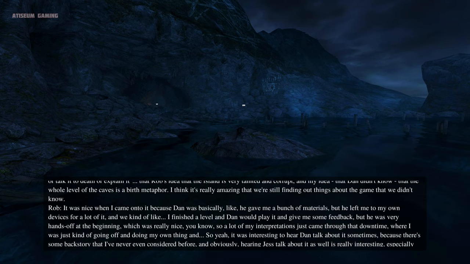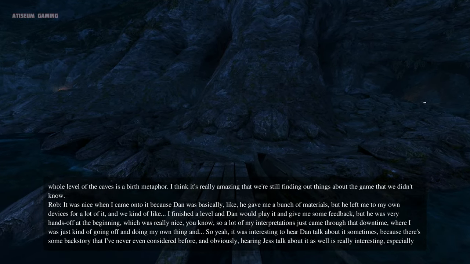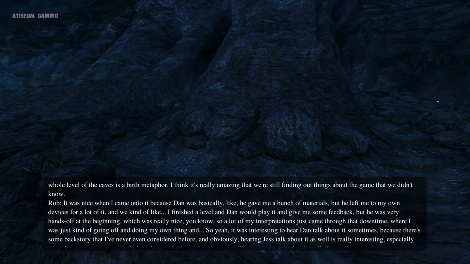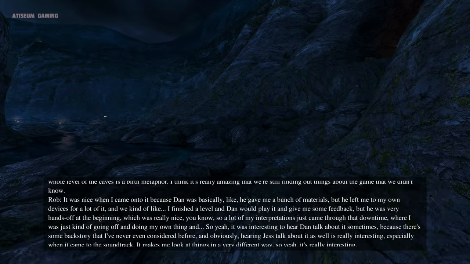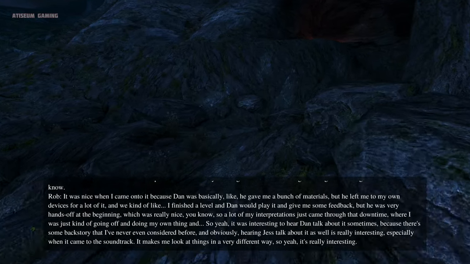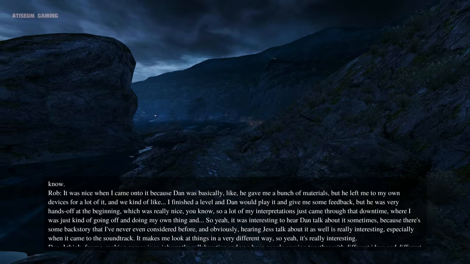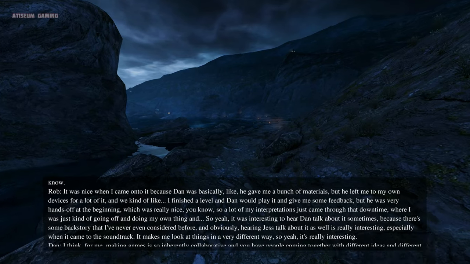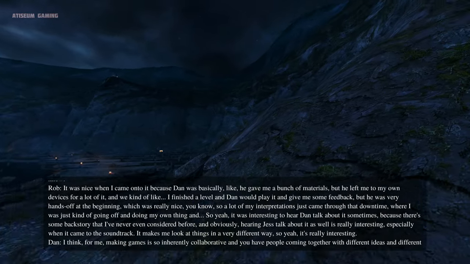I think it was nice when I came onto it, because Dan gave me a bunch of materials, but he left me to my own devices for a lot of it. I'd finish a level and Dan would play it and give me some feedback, but he was very hands off at the beginning, which was really nice. So a lot of my interpretations just came through that downtime where I was going off and doing my own thing.